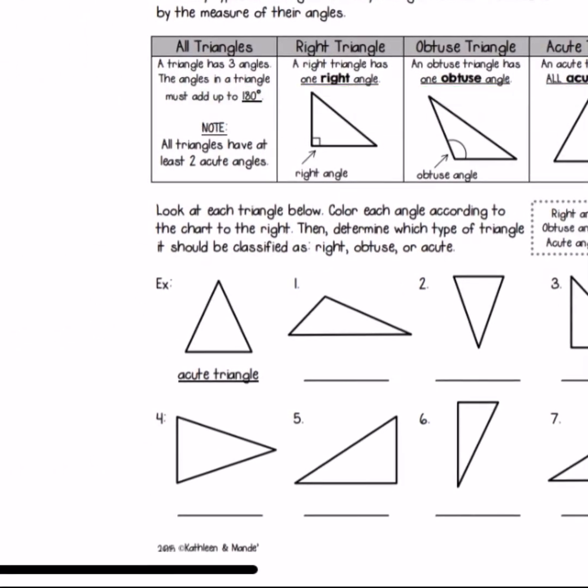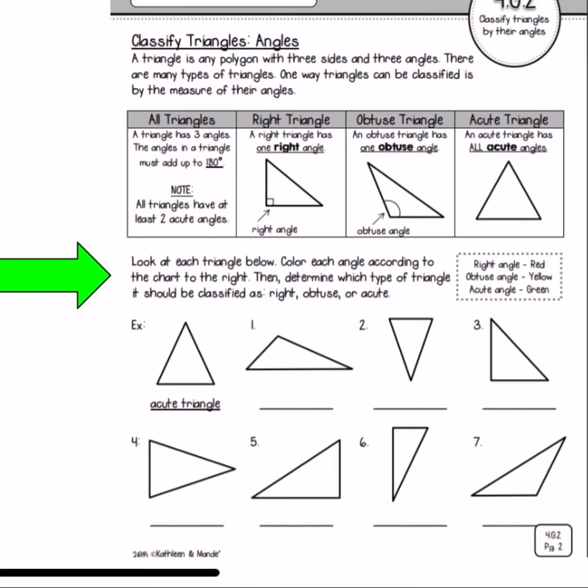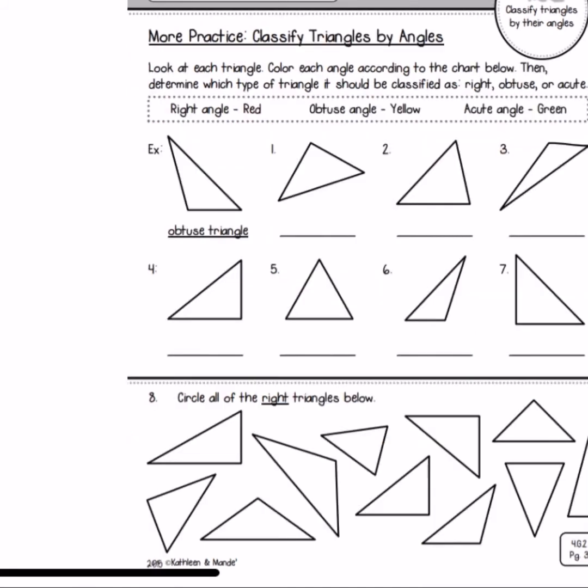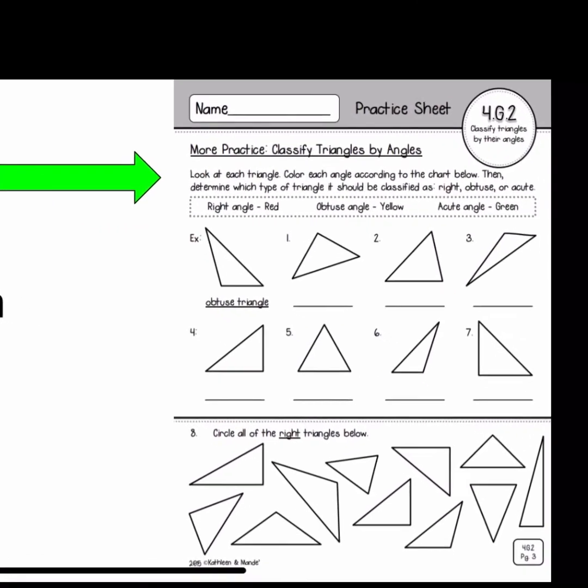Look at each triangle below. Color each angle according to the chart to the right. Then determine which type of triangle it should be classified as, right, obtuse, or acute. For right angles, red, obtuse angles, yellow, acute angles, green. I marked all my 3 angles as acute and green. That's an acute triangle.